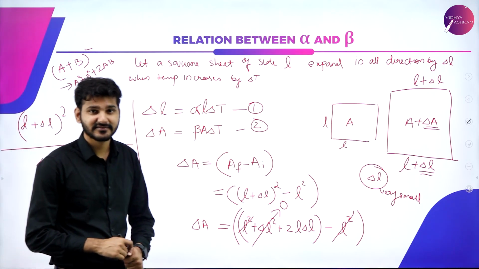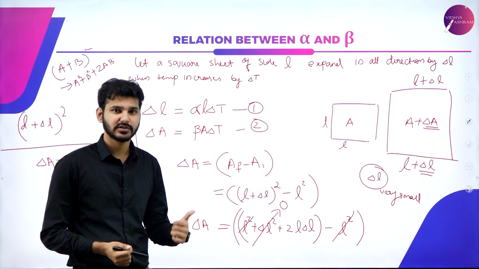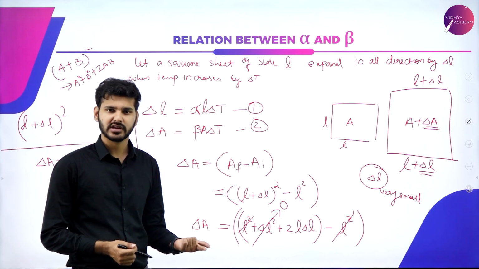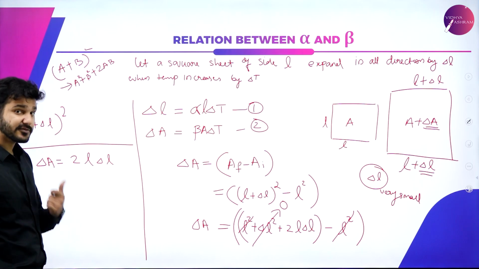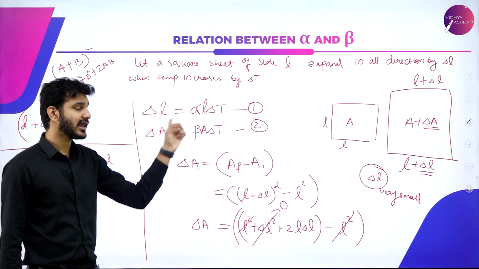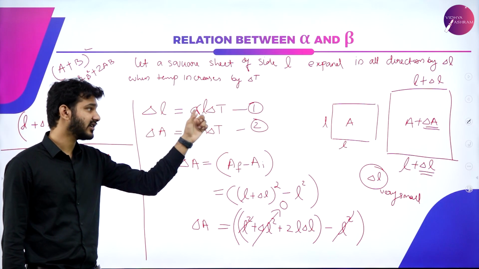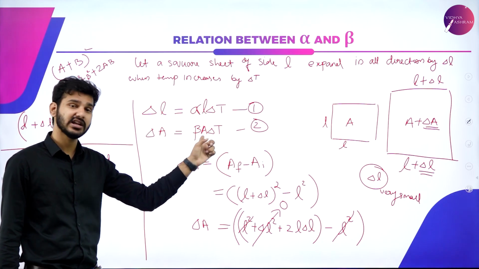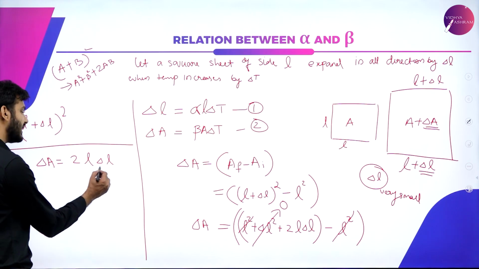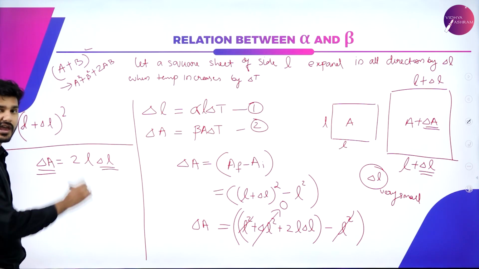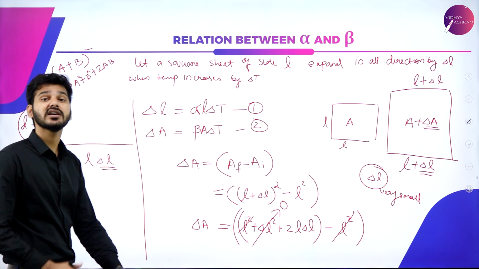And that's it. Sir, is that a relation between alpha and beta? No, right? So what we do is substitute the known values. We have a relation here for delta L, and a relation here for delta A. So that particular relation we substitute into delta L and delta A, and we will have a clear relation.